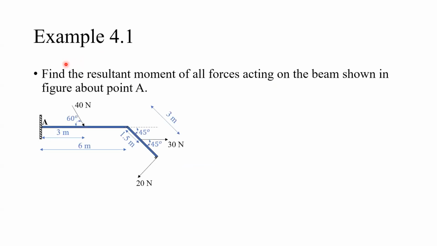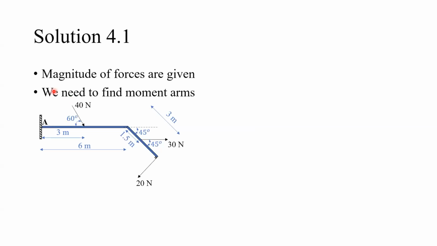Let's practice with Example 4.1. You can see in the example we have a beam and there are three forces acting on the beam, and in the question we need to find the resultant moment at point A. The magnitudes of the forces are given, so we need to find the moment arms.